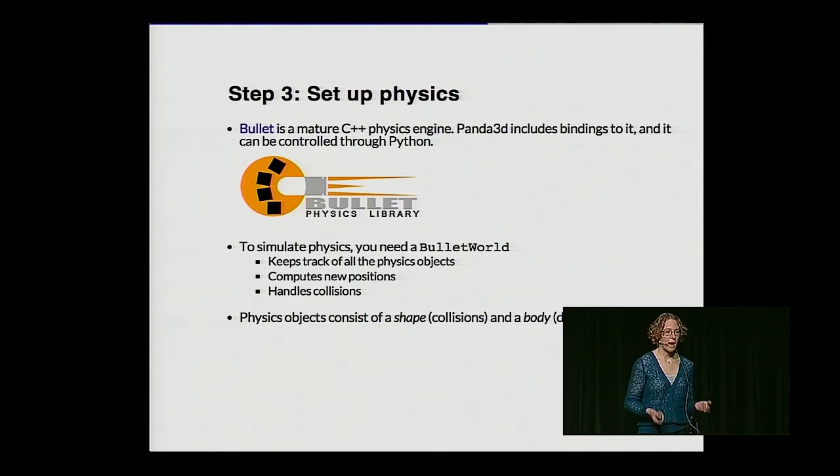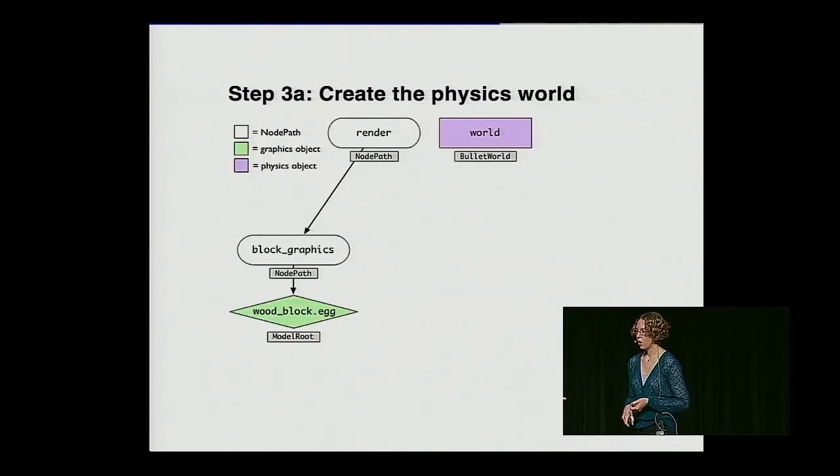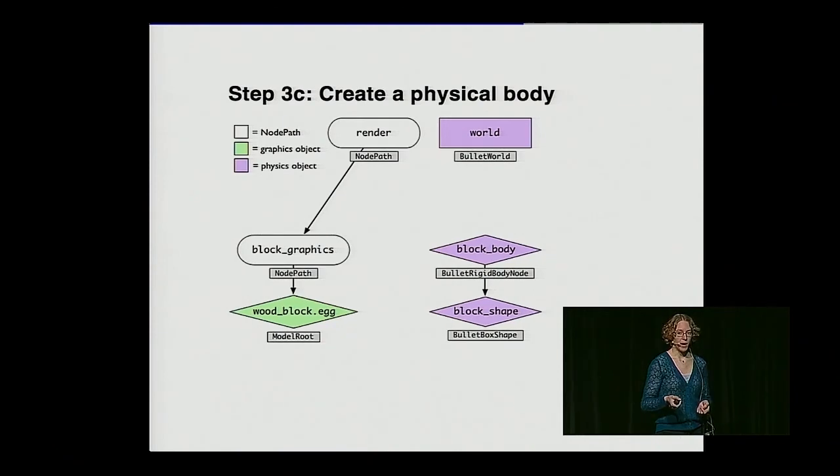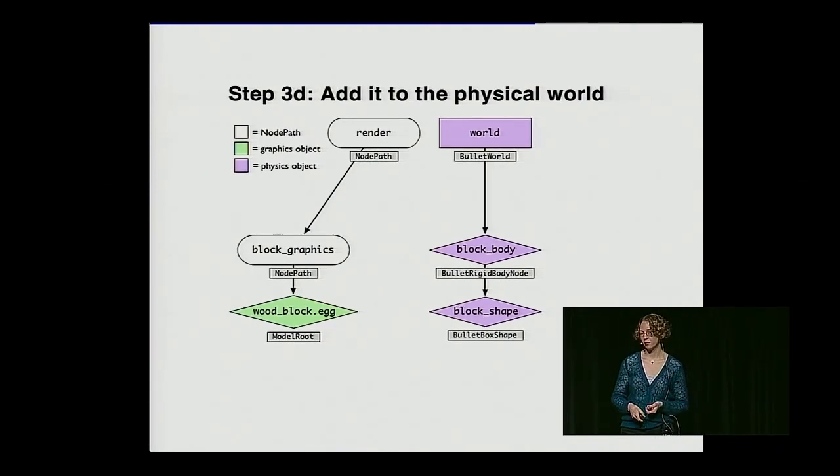So this is stuff like mass, the center of mass, friction. You combine those two, and you get a full physics object. So we are going to create our physics world. And then we can create a shape. Here we'll use a box shape because we're doing blocks. And then we create a body. We set the shape as a child of the body. And then we add the body to the world. So now we should be able to simulate physics.